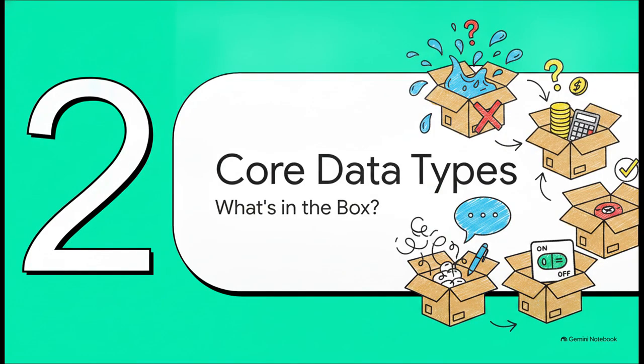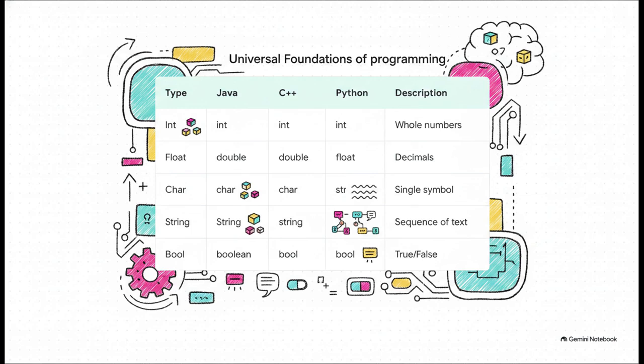Moving right along to Section 2, the core data types. So every box in our warehouse needs to be designed for specific data, right? You wouldn't pour liquid into a cardboard box. It's the same idea here. All three of these languages share these universal building blocks. If you want whole numbers, you're going to use integers, which is represented by int. Need decimals? Use floating point types like double or float. And for true or false values, you've got booleans.